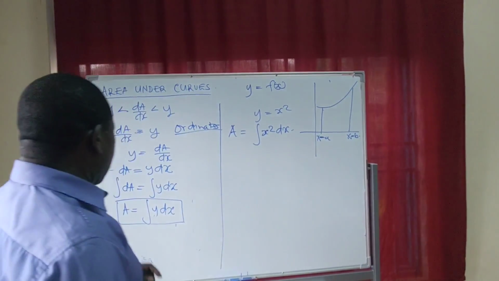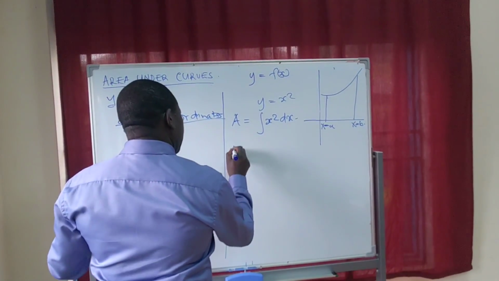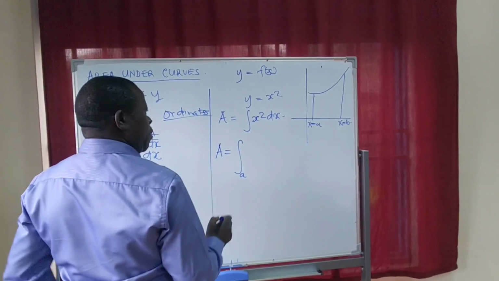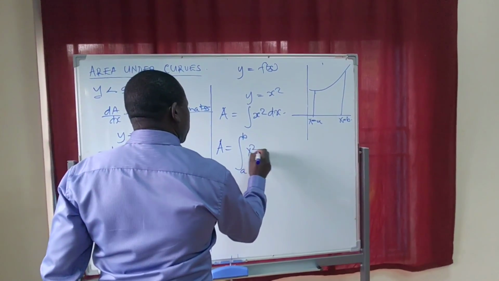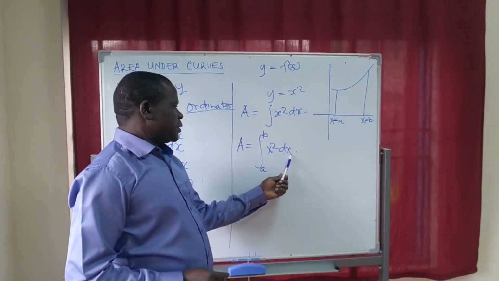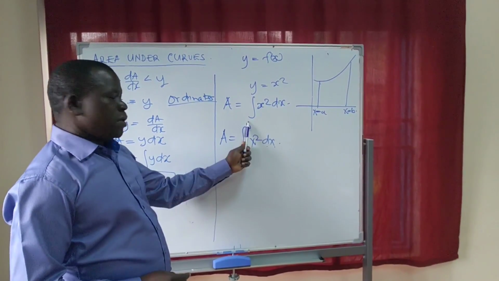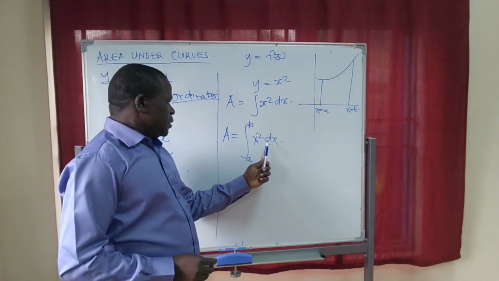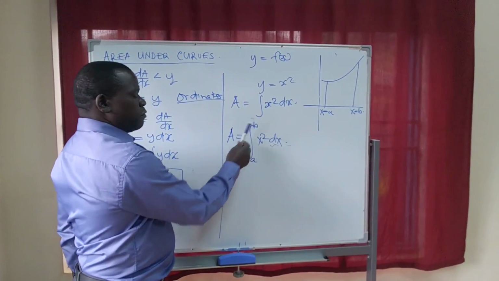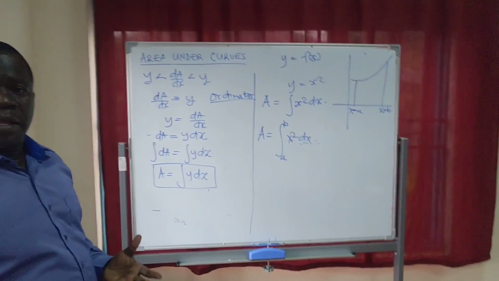So I will now write my area under this curve to be the area A, which becomes the integral from x equal to A to B of x squared dx. Now remember that this dx determines the constants A and B. When you are working with respect to x, that means these constants must also be in terms of x. Of course, as we shall see, we can also get it with respect to y.